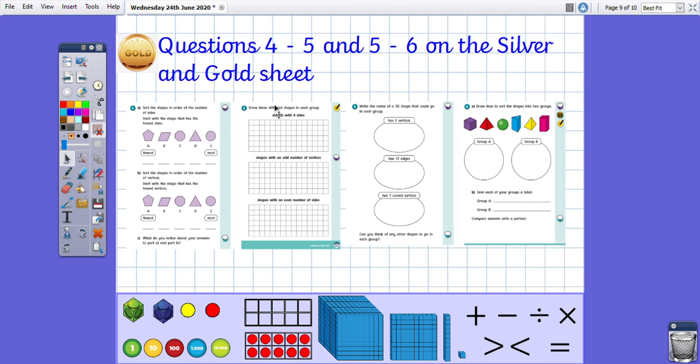And then on here on the squared paper, you need to draw 3 different shapes in each group. So I want 3 different shapes with 4 sides. I want 3 different shapes with an odd number of vertices and 3 different shapes with an even number of sides. Here you need to write the names of shapes that could go in these groups. Draw lines to sort these 3D shapes and give each of your groups a label. So at the moment they're just group A and group B and they need a label.